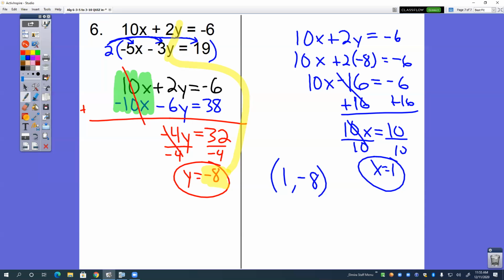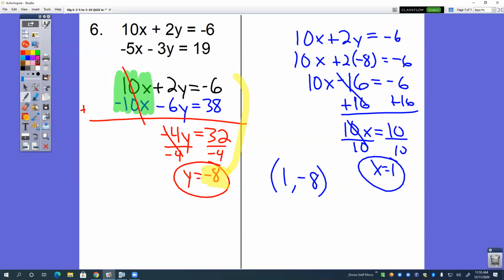Now, like I said, you did have your choice at the beginning of the problem. We could have solved this one completely differently, as this first step, we might not have made opposites with our x's. If we wanted to, we could have made opposites with our y's. Now, 2 does not go into 3 evenly. So what you would have to do is multiply those two numbers together.